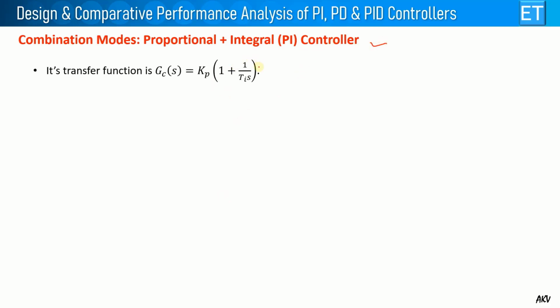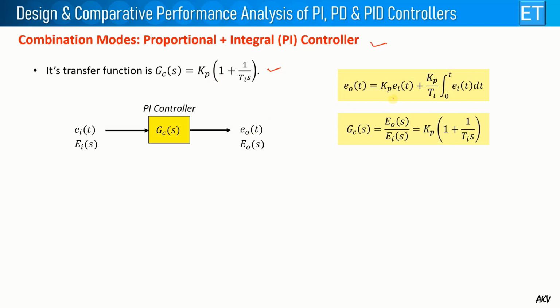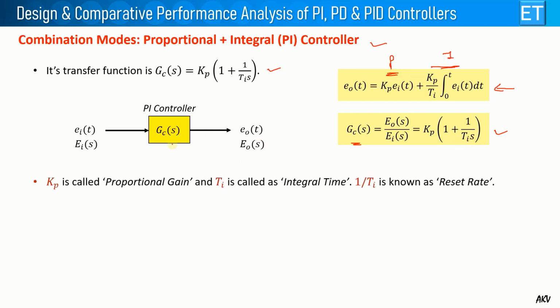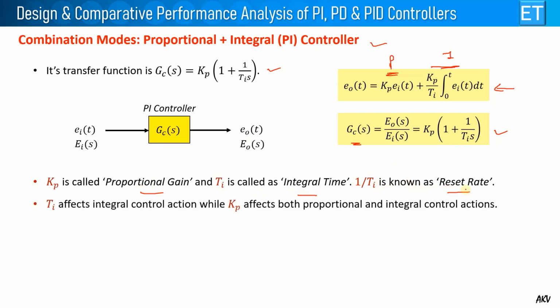So this is the transfer function of your PI controller, G_C(s) equal to K_P(1 + 1/(T_I s)). And this is your controller. Here you can see this is the time domain equation. So this is your P part and this is your I part, and this is the frequency domain equation. So that is the transfer function of your controller. Here K_P is known as the proportional gain and T_I is known as the integral time, and 1/T_I is known as the reset rate.